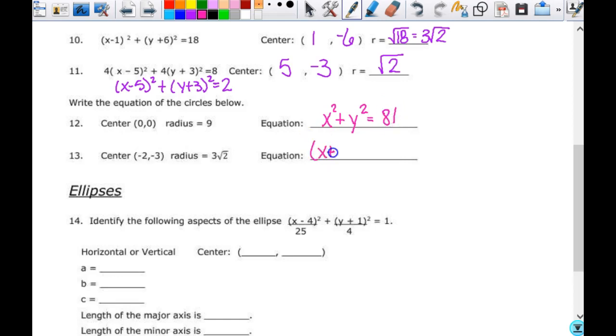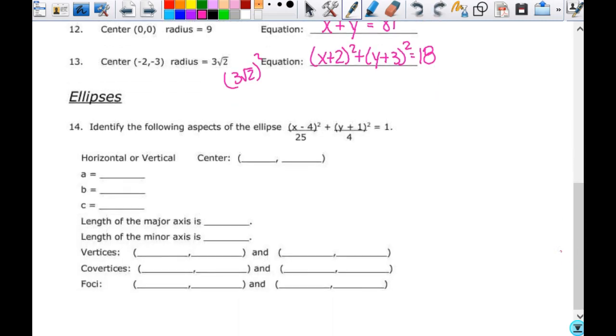Center, x plus 2 squared plus y plus 3 squared equals, so if I've got to take 3 square root of 2 and square it, I square the 3 and get 9, square the square root of 2 and get 2, so that is 18. Plus, it's the opposite of what we just did there.